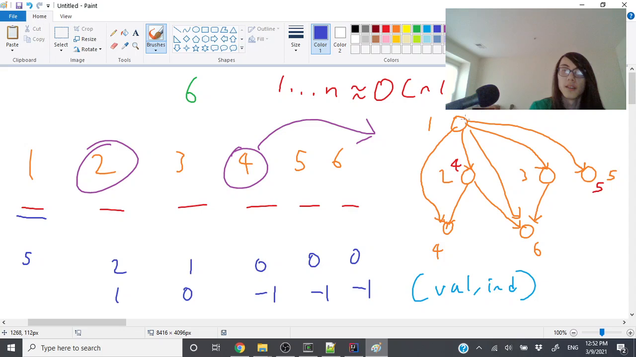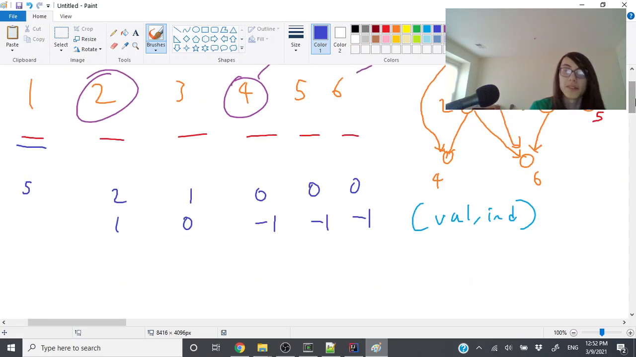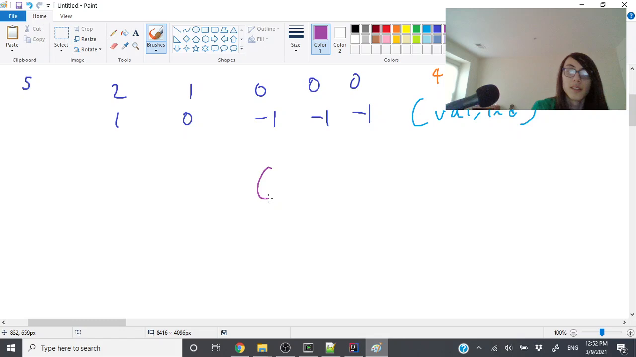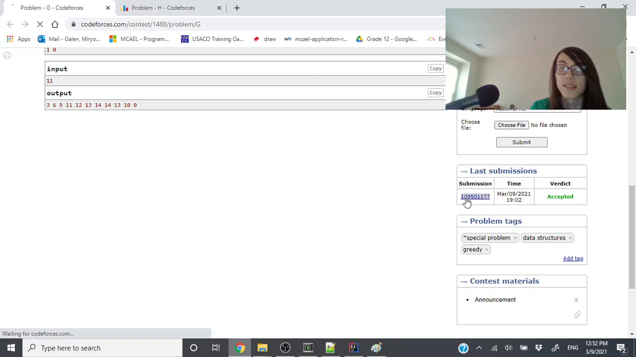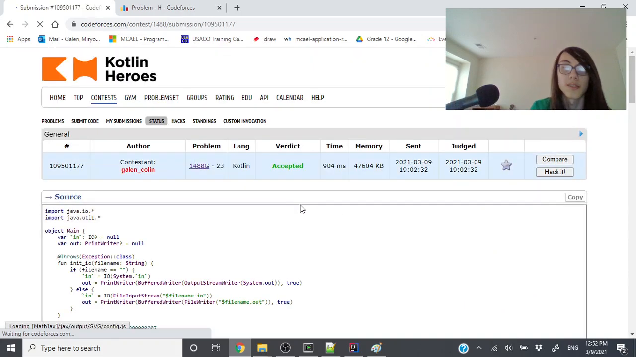And then every time we update the cost, we have to insert a new entry into the priority queue, but there are at most O of n log n entries in total. So really, we have O of n times log squared of n complexity. And apparently this is fast enough. It runs in less than a second. So that's fine.